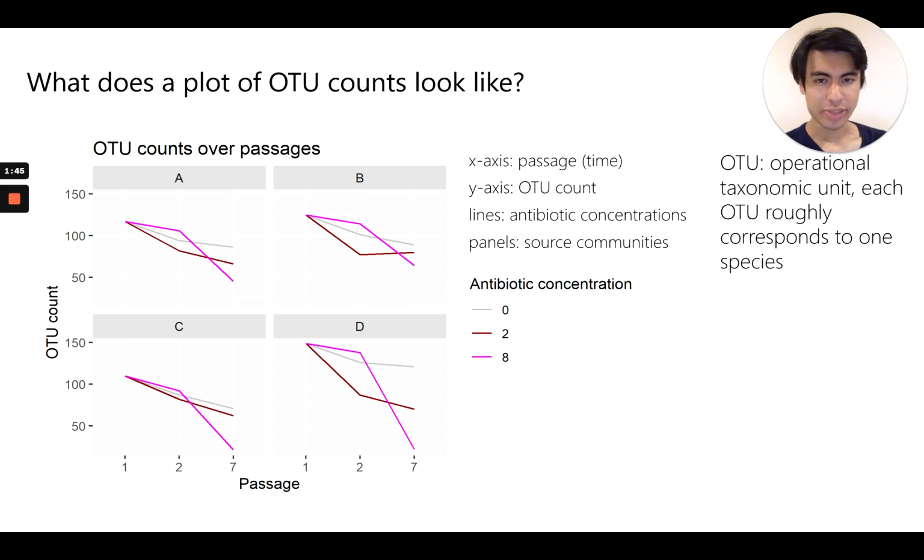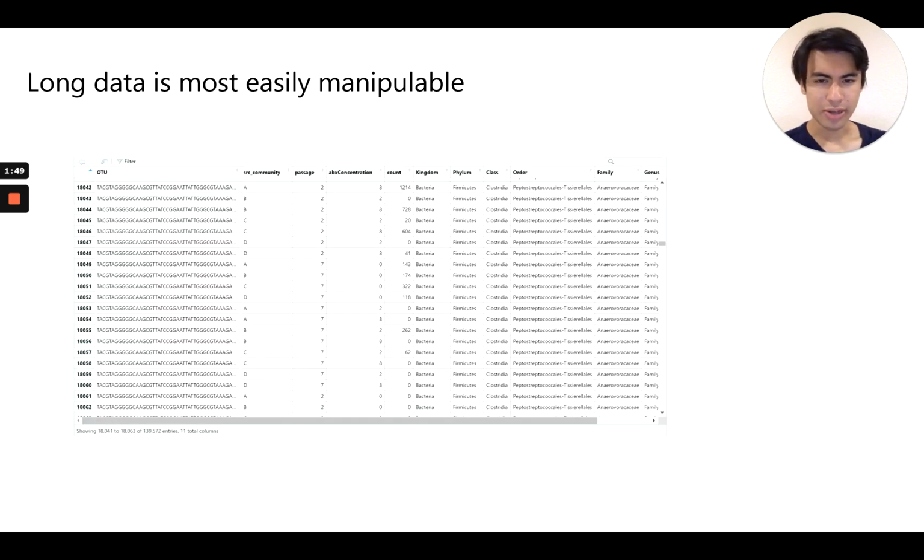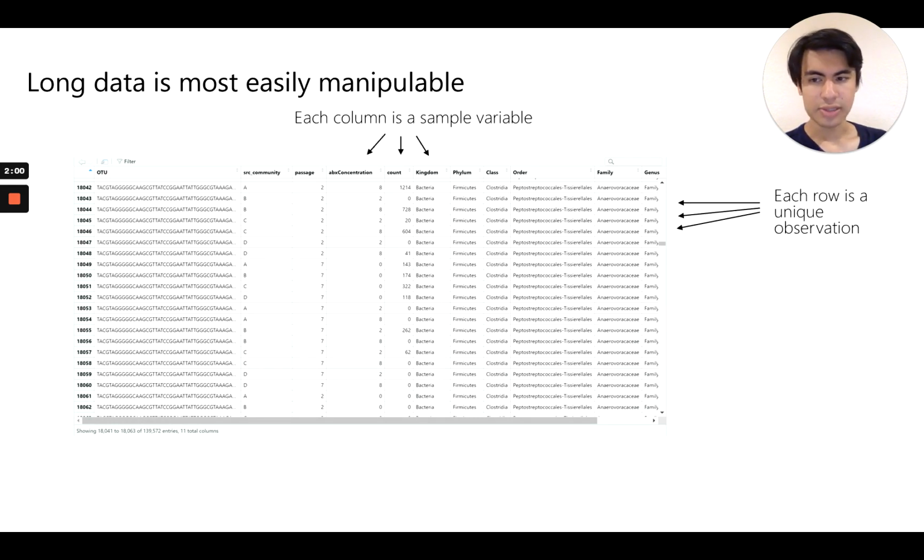So how do we go about making this plot? Let's first talk about the data format that we'll need to use. What I'm showing here is a data frame object in R, which I've imported from a text file. It's in the long data format, which is what we want. What this means is basically that each row is a separate observation, while each column is a unique sample variable that's associated with that observation.